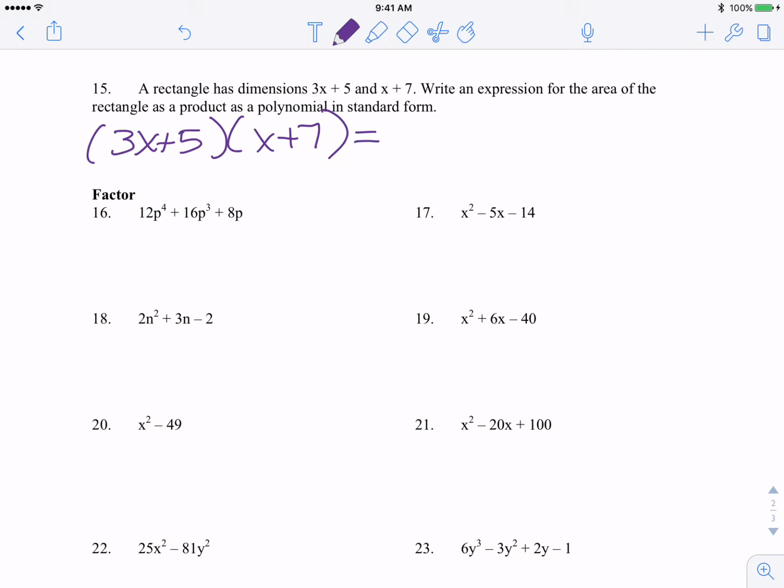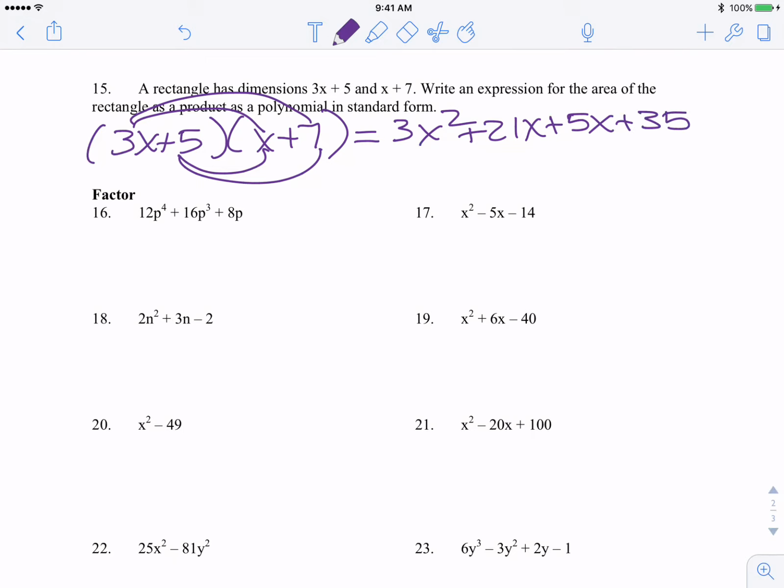So after expanding that, I would have 3x squared as my first terms. My outside terms would give me plus 21x. My inside terms would give me plus 5x. And my last terms would give me a plus 35. And then it's asking me to put it in standard form and combine my like terms. So I'd have 3x squared plus 26x plus 35. That is the area of that rectangle as a polynomial. This is a polynomial, because remember, a polynomial is a monomial or a sum of many monomials.